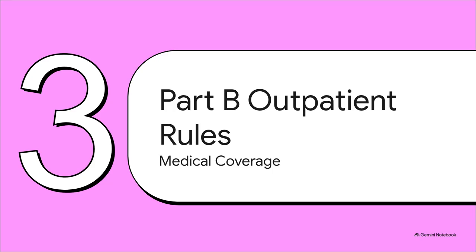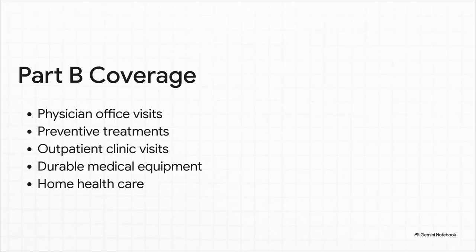Section 3, Part B, Outpatient Coverage. If Part A is the hospital bed, Part B is the doctor's office. Part B is the financial assistance program for a really wide scope of services. We're talking your standard physician office visits, outpatient hospital clinic visits, durable medical equipment, and home health care.